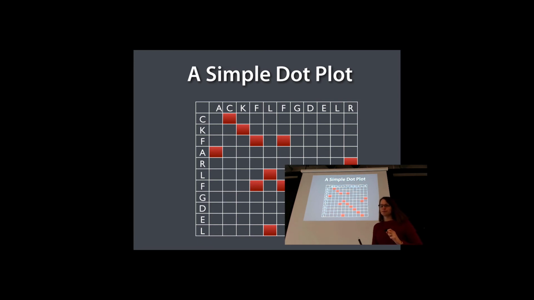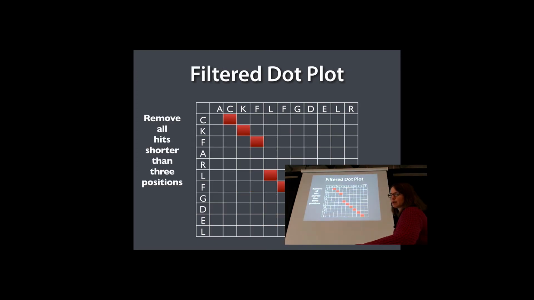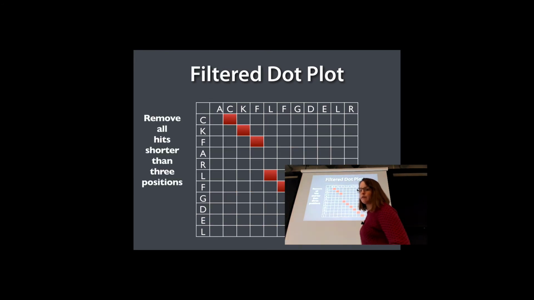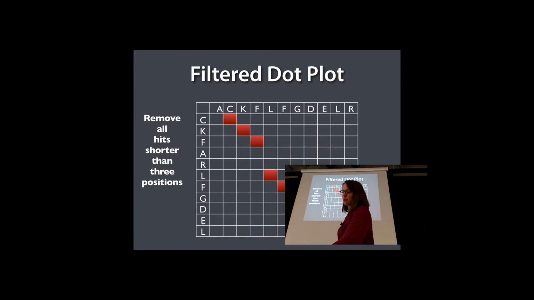And then what we do from this is that we will delete the points in the matrix that are in less than 3 on the diagonal. So it will look like this, right? This was an isolated point, and this also. So we got rid of them. We, again, remove all hits that were shorter than 3 positions. And with this, now I have my alignment.